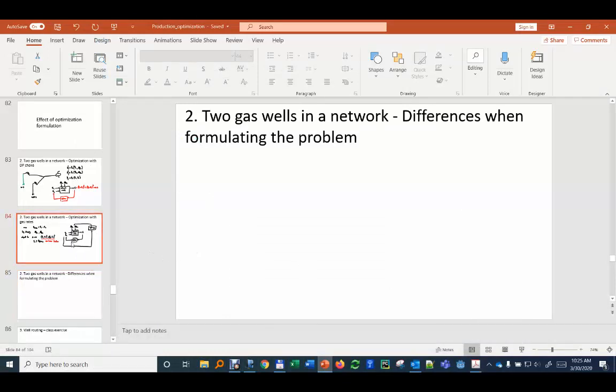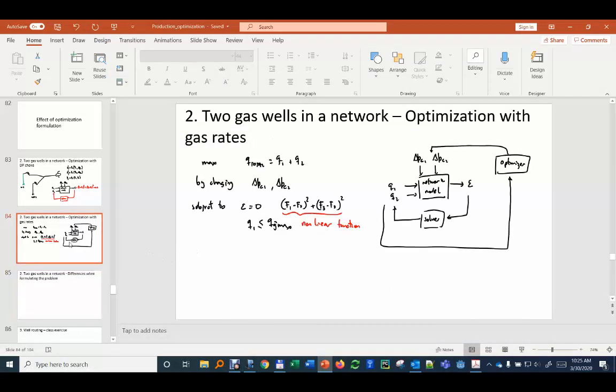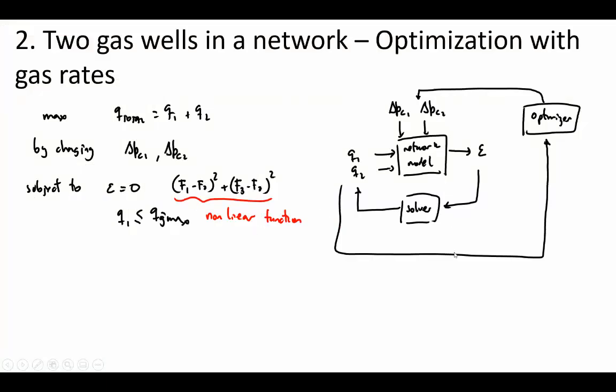So that's one formulation, right? We put everything, optimizer and solver, on the same layer, and then we say we want to maximize total rate by changing this delta P of the choke, and subject to the constraint that the network has to be converged. Okay, that is essentially network convergence.